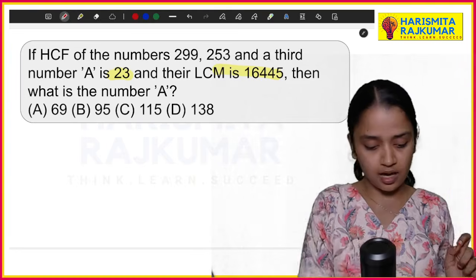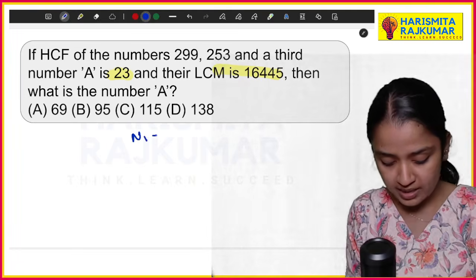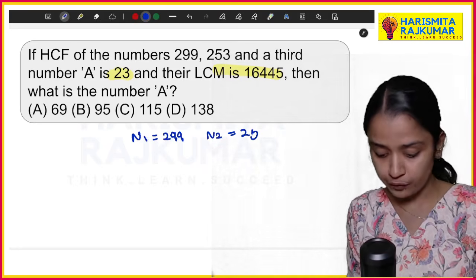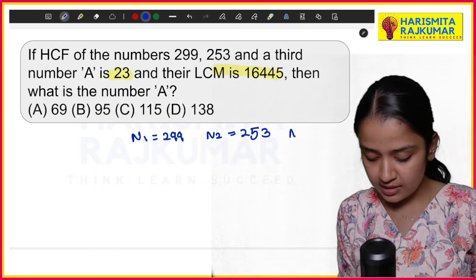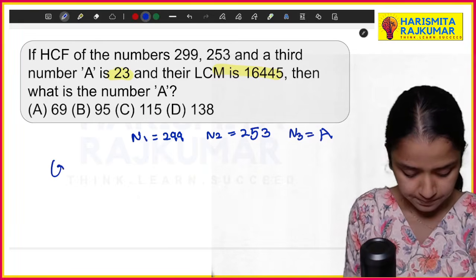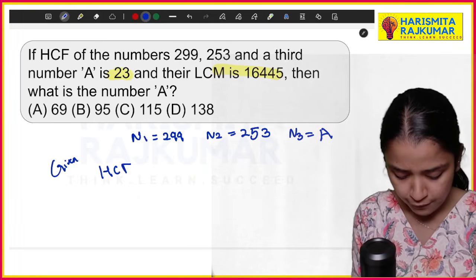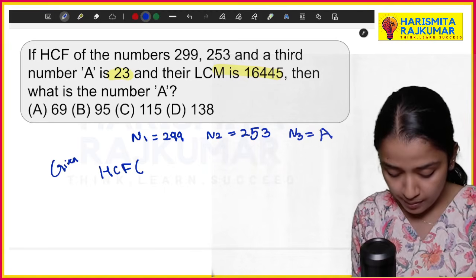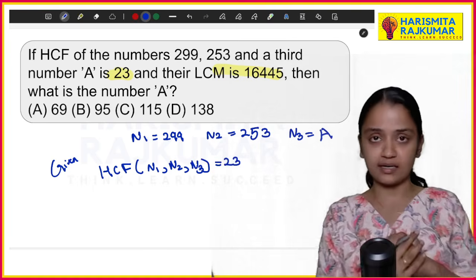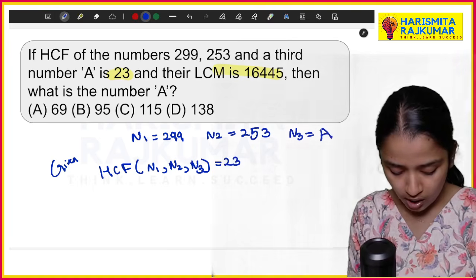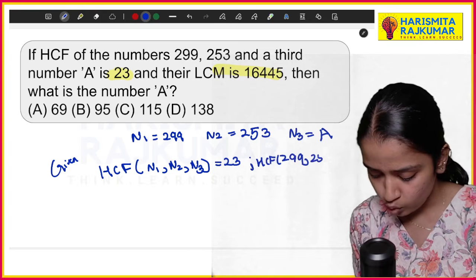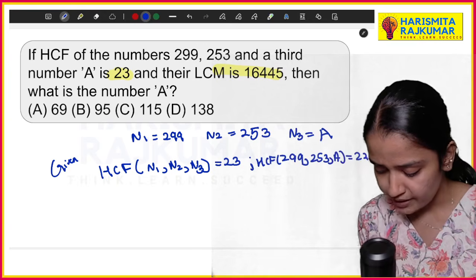So let us assume N1 is number 1, which is nothing but 299. N2 is number 2, which is 253. And N3 is nothing but your number A. Now what they gave in the question: HCF of number 1, number 2, and number 3 is 23. And the question is to find A, right? So I can rewrite it as HCF of 299, 253, and A is 23.